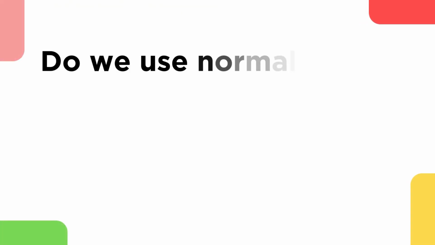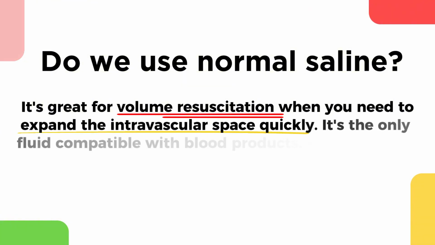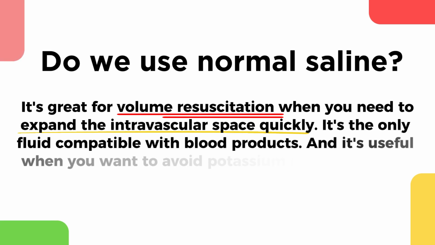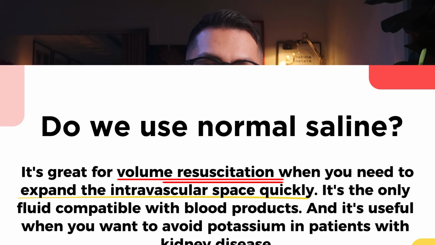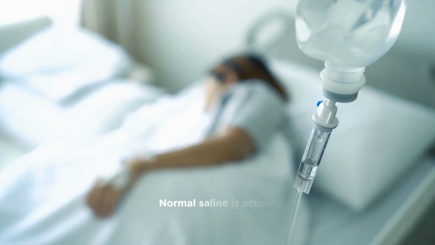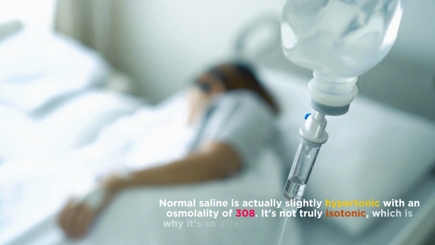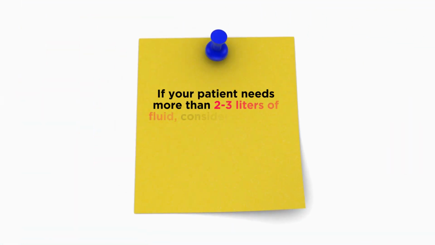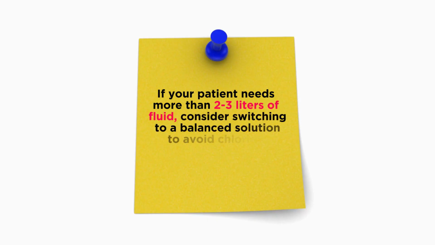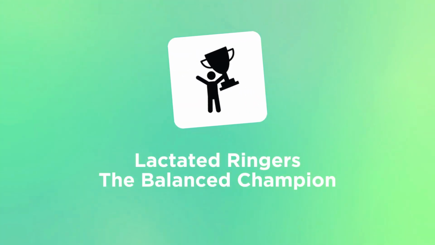So, do we use normal saline? It's great for volume resuscitation when you need to expand the extravascular space quickly. It's the only fluid compatible with blood products, and it's useful when you want to avoid potassium in patients with kidney disease. But here's what most nurses don't know. Normal saline is actually slightly hypertonic with an osmolality of 308. It's not truly isotonic, which is why it's effective at staying in the bloodstream. Clinical pearl: if your patient needs more than 2 to 3 liters of fluid, consider switching to a balanced solution to avoid chloride overload.